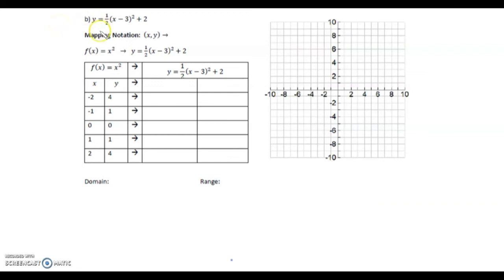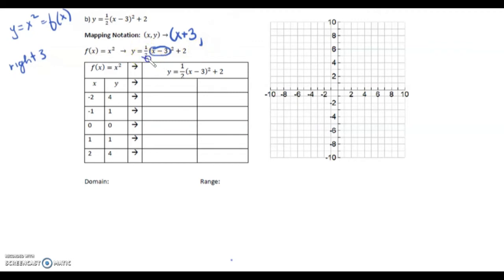Okay, B, y equals 1/2 (x minus 3) squared plus 2. We know that the base function here is the x squared function. We can write that with mapping function notation as well. For the mapping notation, again, everything around the x is going to affect the x. So this is going to the right 3. We're going to go x plus 3, because it's going right 3. If you need to jot that down on the side of your paper, that's okay.